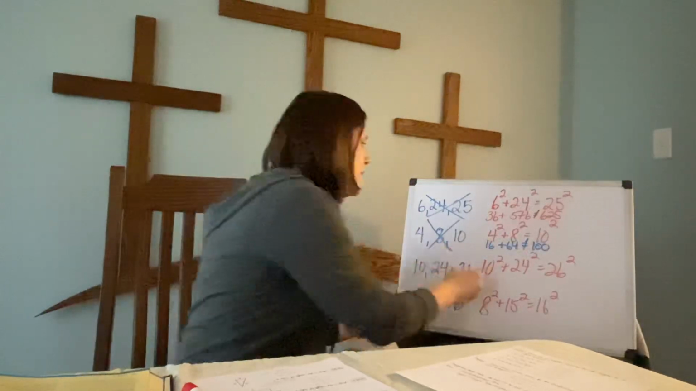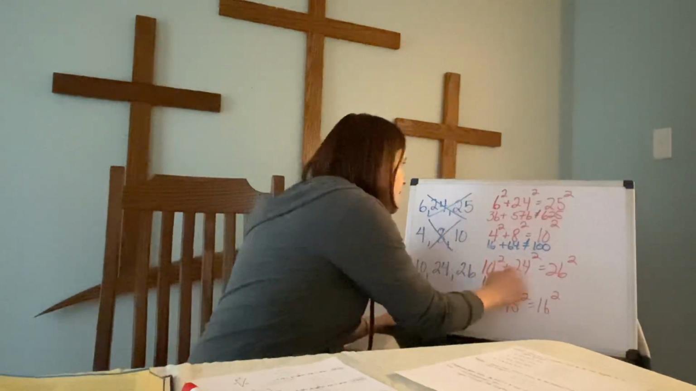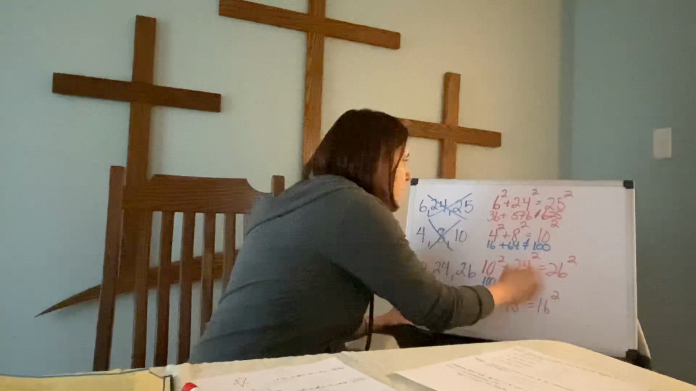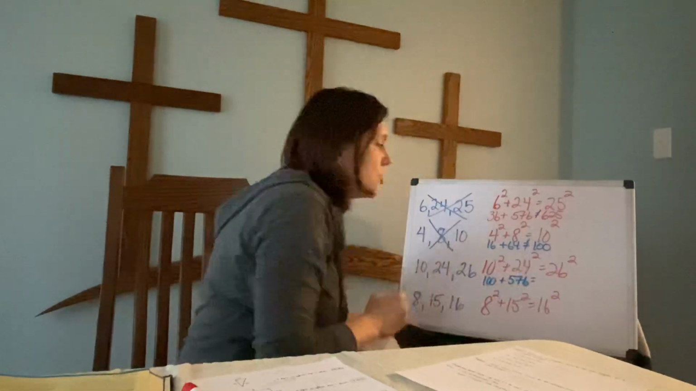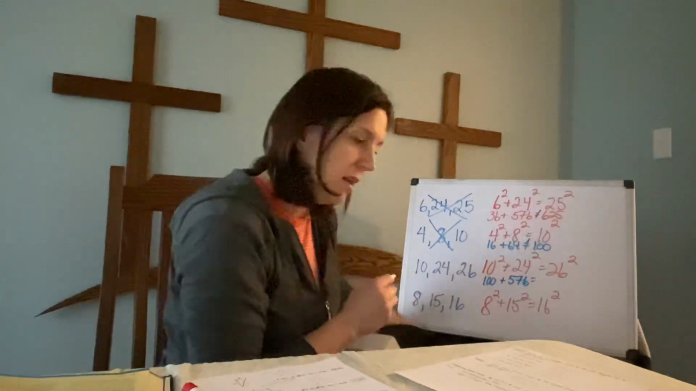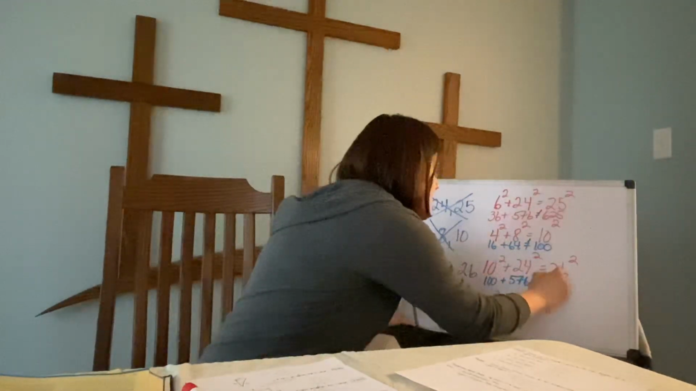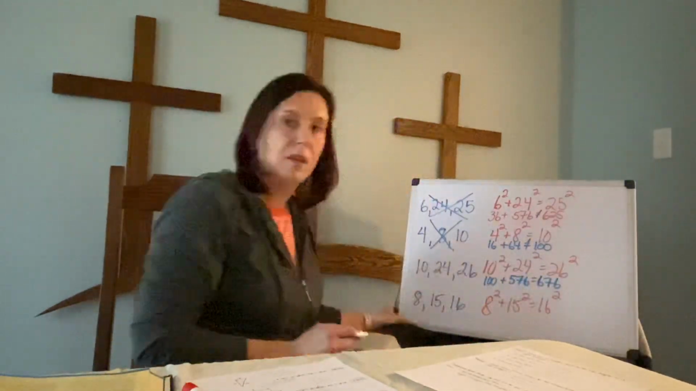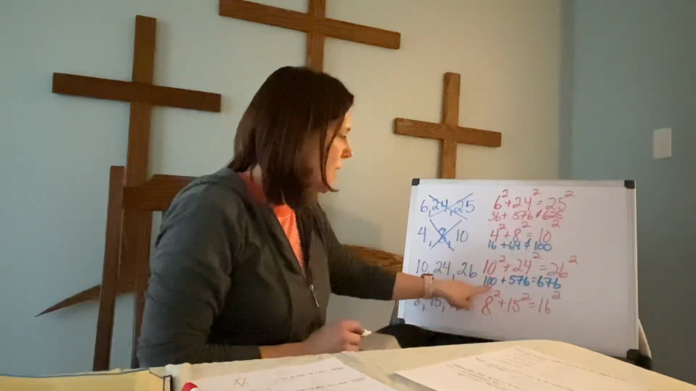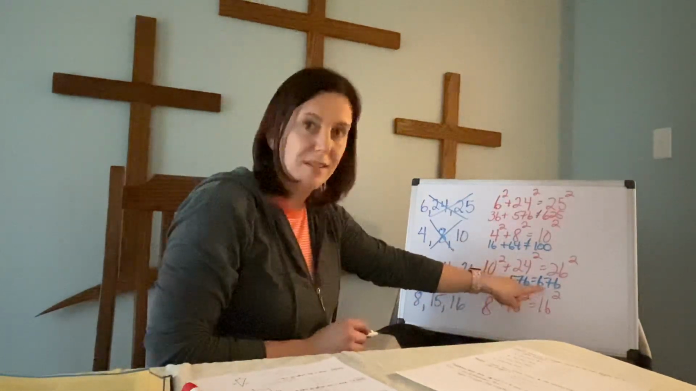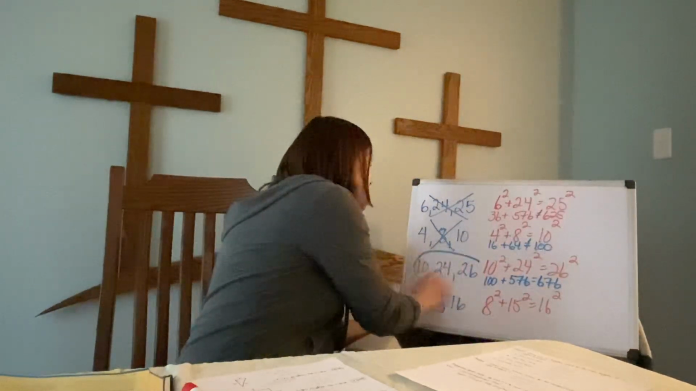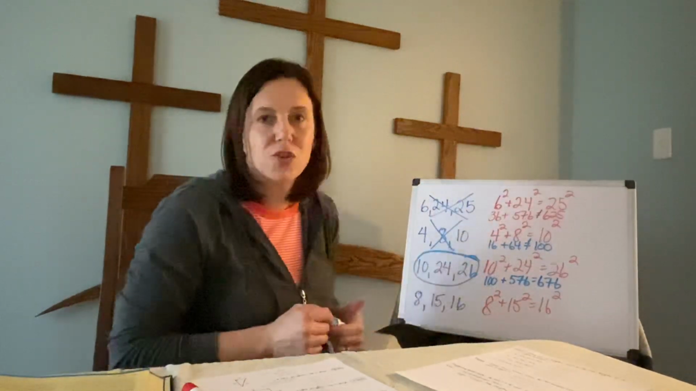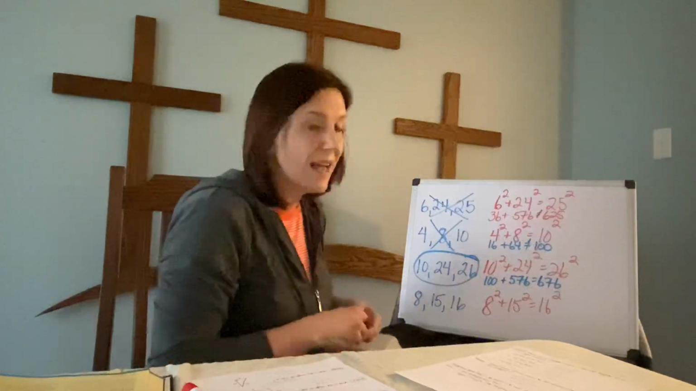Okay, moving on to my third one. 10 squared is 100. 24 squared is 576. 26 squared is 676. Well, if I check this math, 100 plus 576 does equal 676. So we have one right triangle. Let's do our last one.